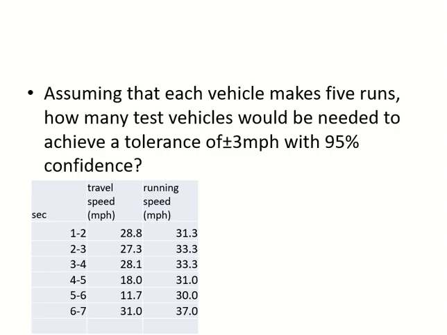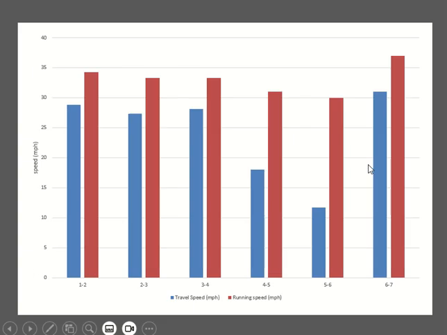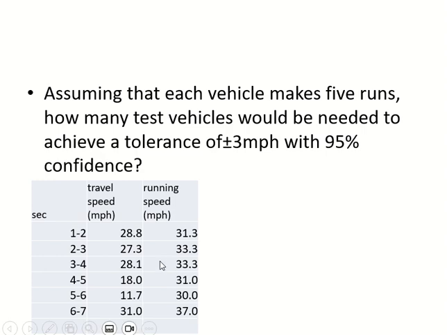Now we have already seen the equation for the number of samples required, this is the equation. In this equation I already have the value of E. It is given in the question: 3 miles per hour. I need S. S means standard deviation. Since I already have these values in Excel, I can calculate the standard deviation directly.